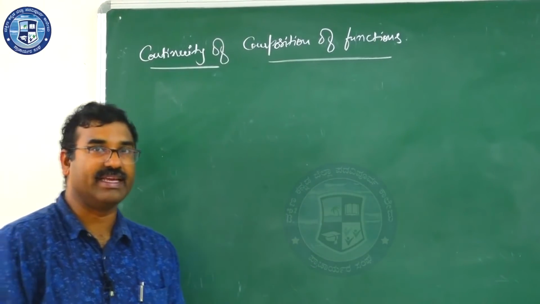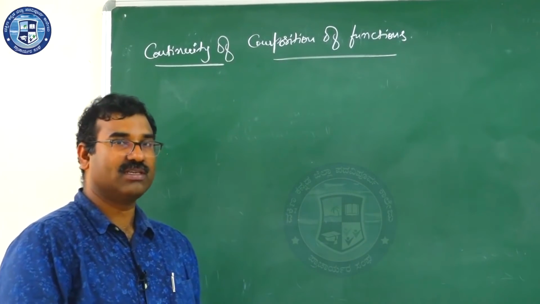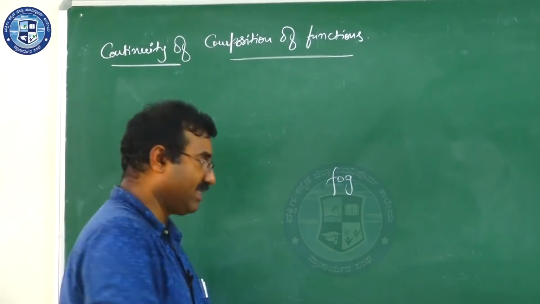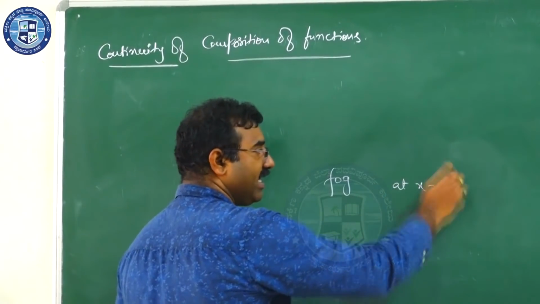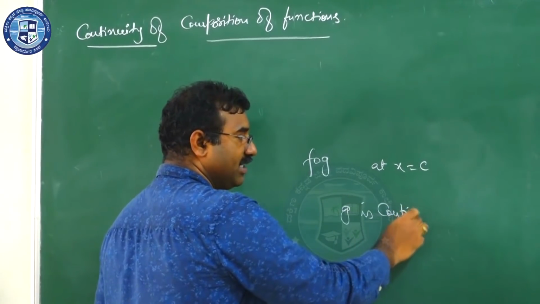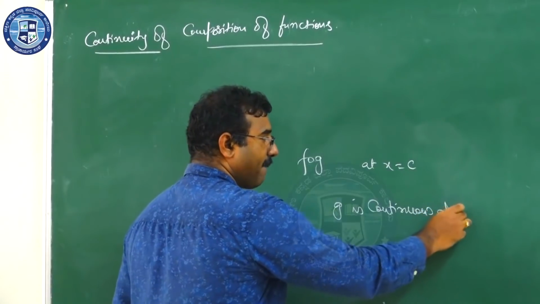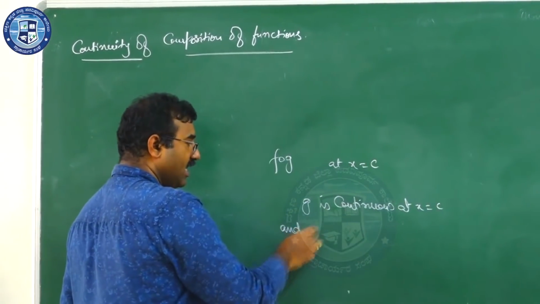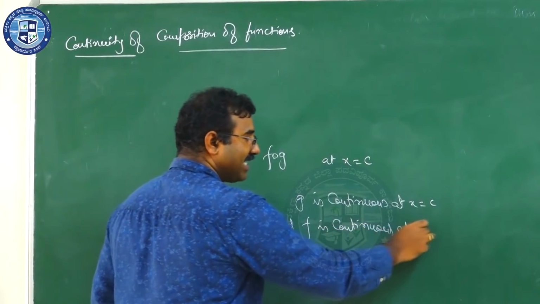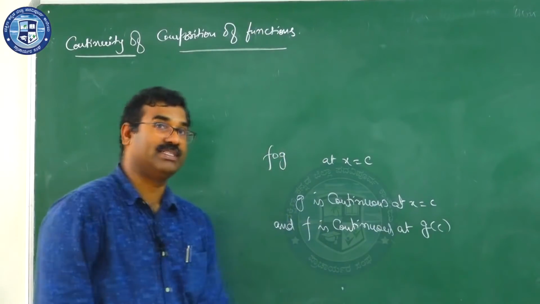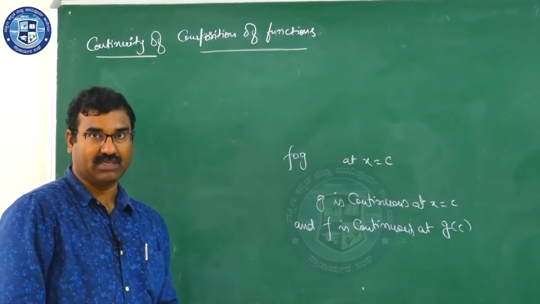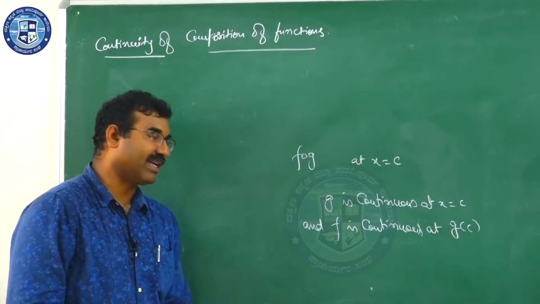Suppose f and g are any two real valued functions and f composition g is defined at C, and g is continuous at x equal to C and f is continuous at g of C. Okay, then we say that the function f composition g is continuous at x equal to C. What is the statement, how we can write the definition?